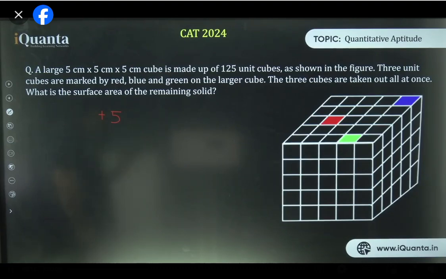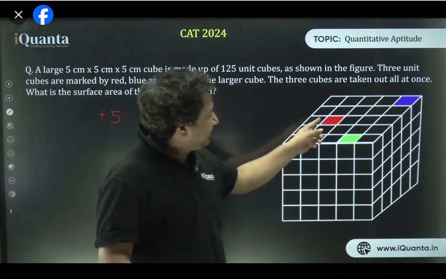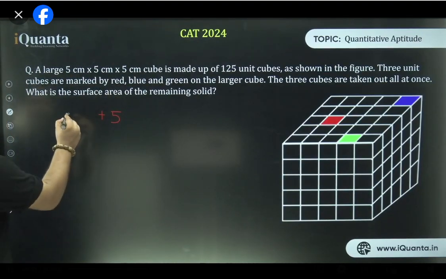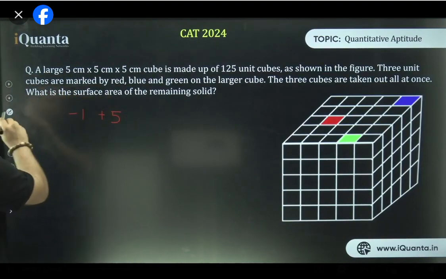Gunjan, we will come to that. Is that clear? 5 new surfaces come up, and you are asking why minus was done? The red one that was actually red has disappeared. Now red is not there. Red has gone away. That's why I'm subtracting 1. By the way, the sum of these two will always be 6. 1 and 5 came here.